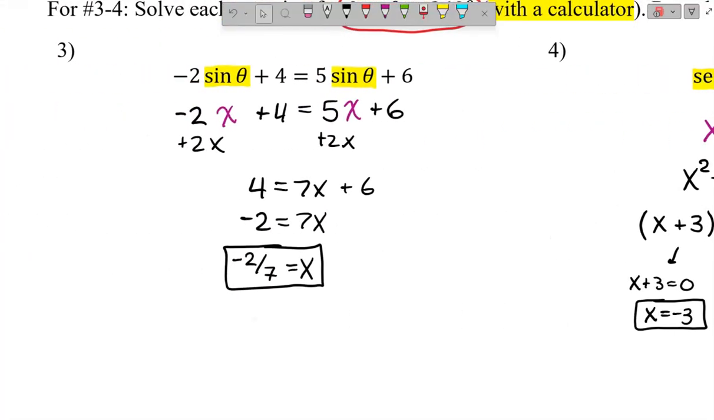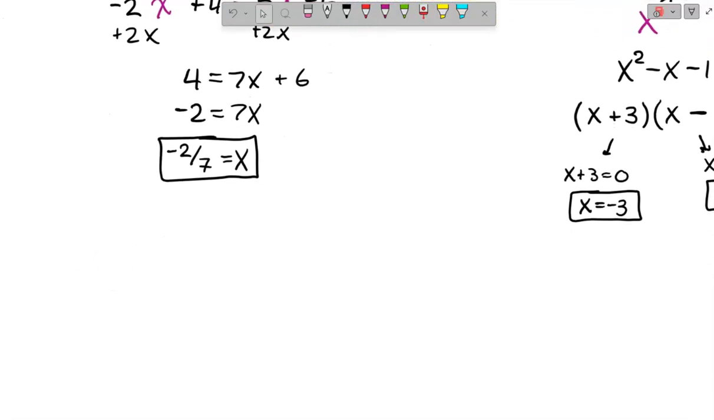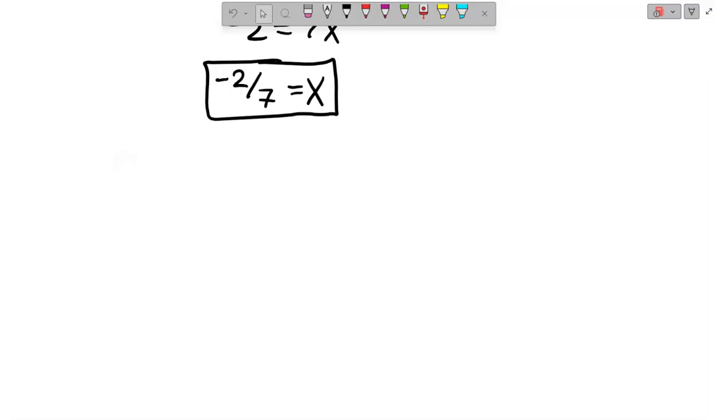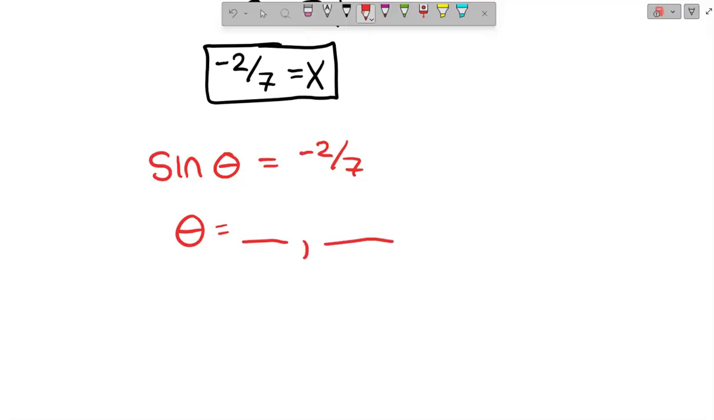Now, we need to transition in both of these problems back into a trig problem and evaluate it from here. So x is really not x. X was sine of theta. So let's write that. Sine of theta is equal to negative 2 over 7. Now, most of these problems, unless the number is a 0, 1, or a negative 1, are going to have two answers because the sine ratio is negative in both quadrants 3 and 4.